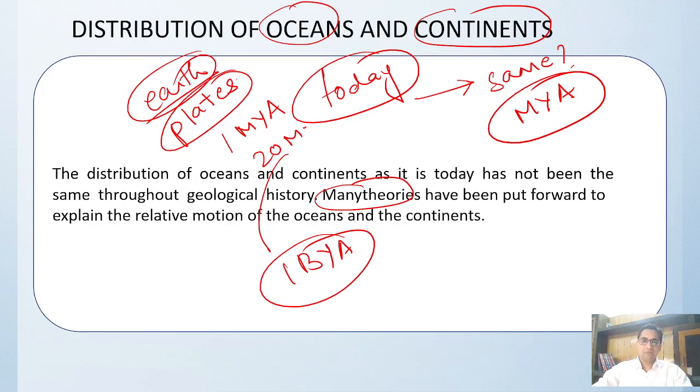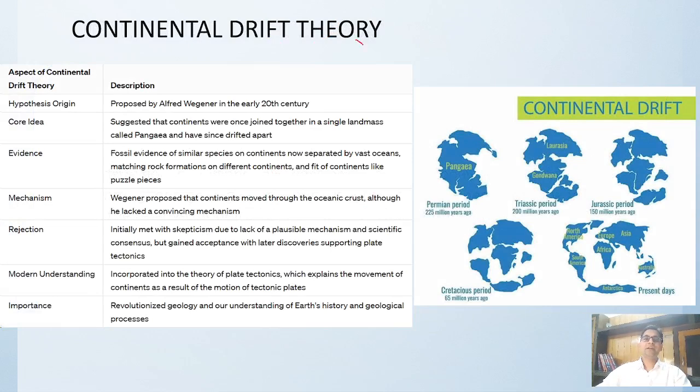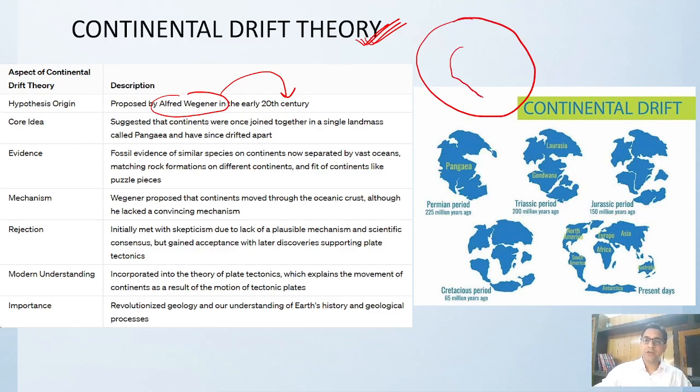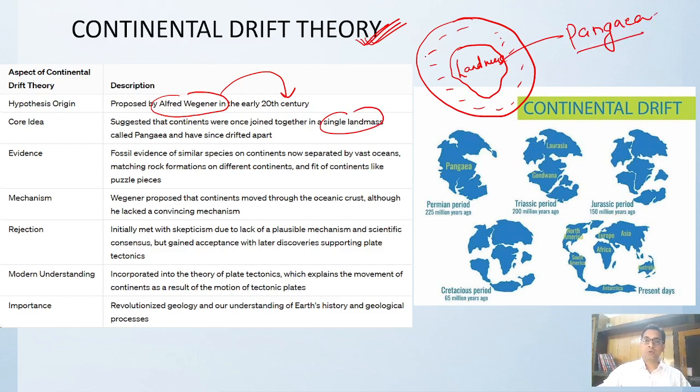Under that category, the most important theory is the continental drift theory, which has been proposed by Alfred Wegener in the early 20th century. According to him, if this is the earth, then there is a huge land mass, and around that was water. So that is a single land mass, called Pangea, and the oceans are called Panthalassa.